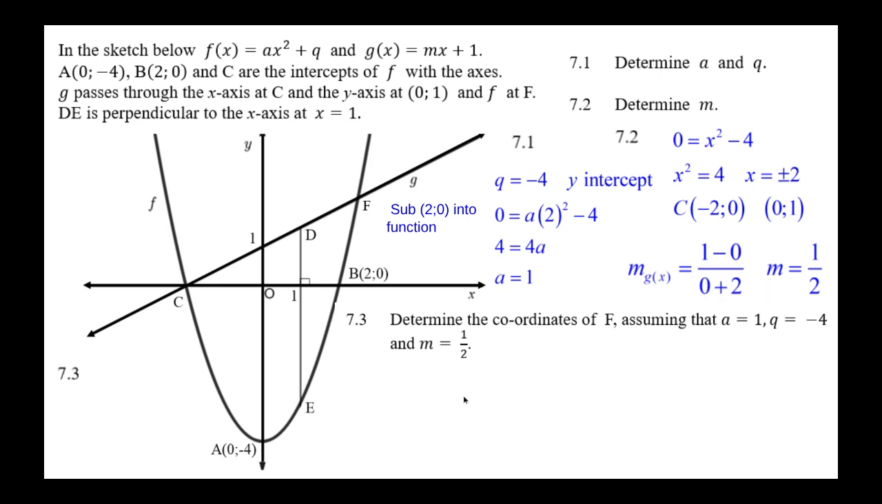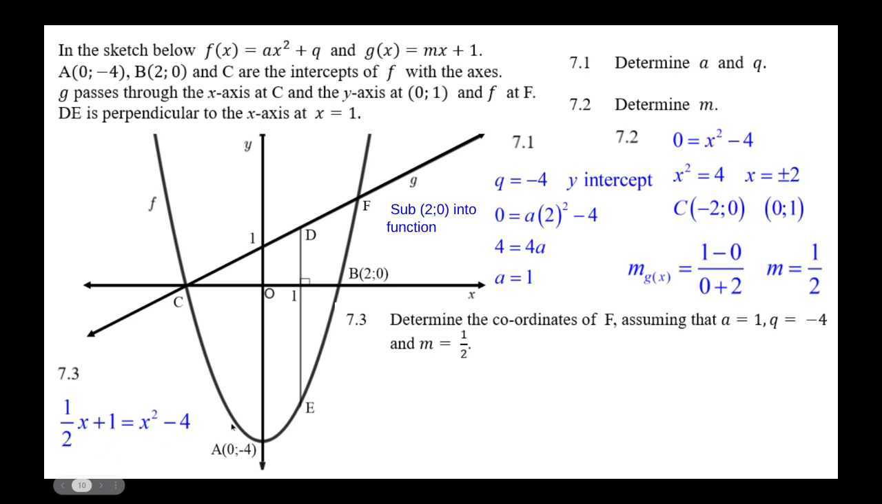Then it says determine the coordinates of F. That's where the two lines cross. Now my picture in the middle might obscure this. And they say to assume all this. Well, that means we've got the equations. We've got f of x equals x squared minus 4, and g of x equals a half x plus 1. F is where they equal each other, where they cross, where they intersect. And that's what you do. You let them equal each other.